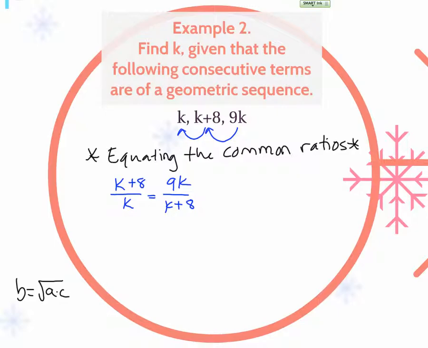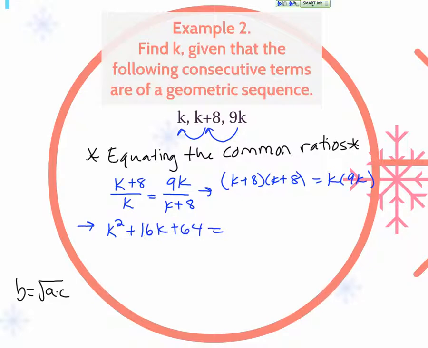Now, believe it or not, you have seen something like this before. Any ideas on how to proceed? Absolutely, we can cross multiply. So k plus 8 times k plus 8 equals k times 9k. So then I end up with k squared plus 16k plus 64 when I FOIL the left side. I've got 9k squared on the right side.